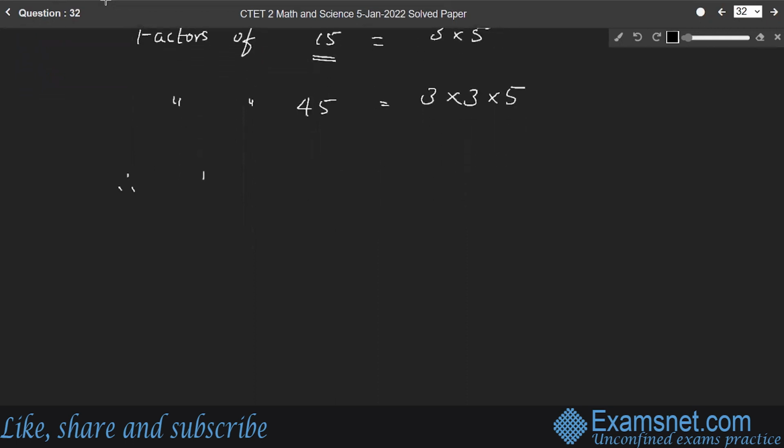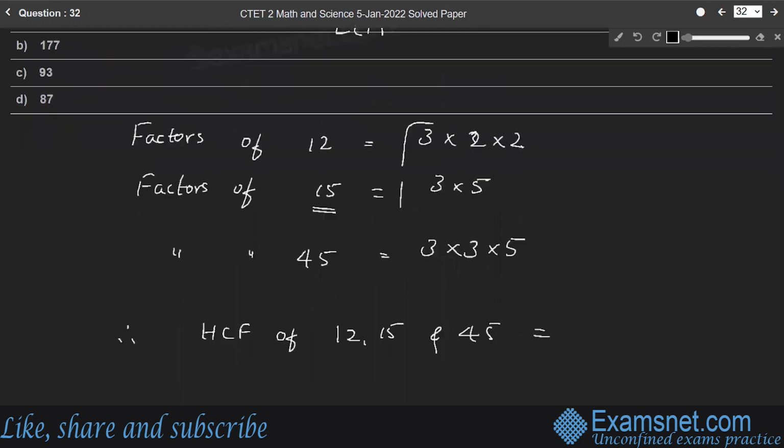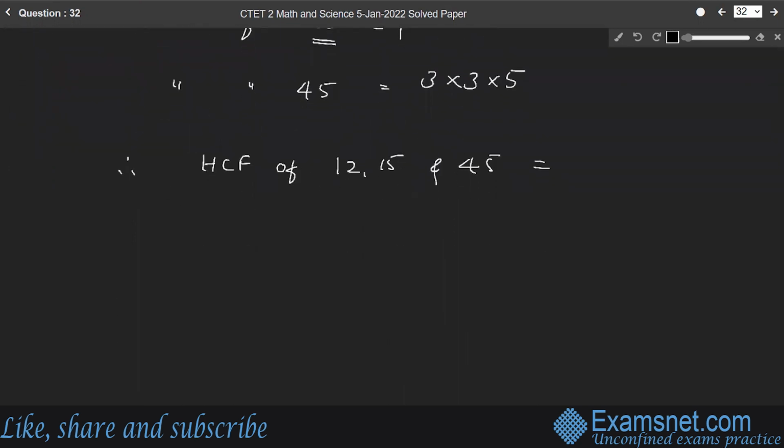Therefore, the HCF of 12, 15 and 45 is 3. Here 3 is the only common factor which divides the given numbers equally. 3 4s are 12, 3 5s are 15, and 3 15s are 45, so it divides the given numbers exactly, so that the remainder is 0, right? So the HCF of 12, 15 and 45 is 3.